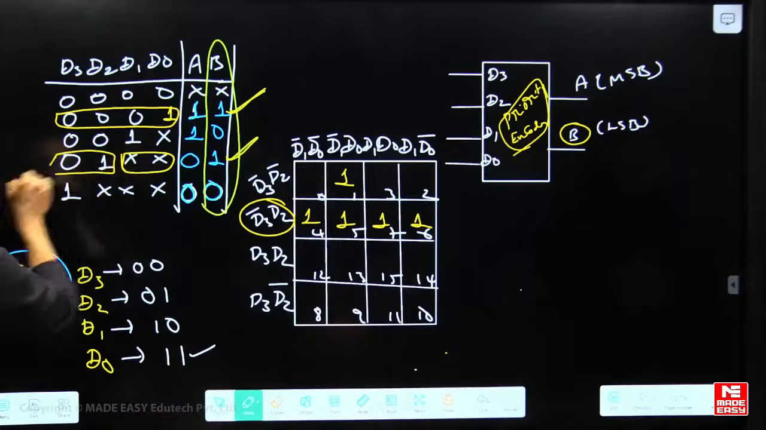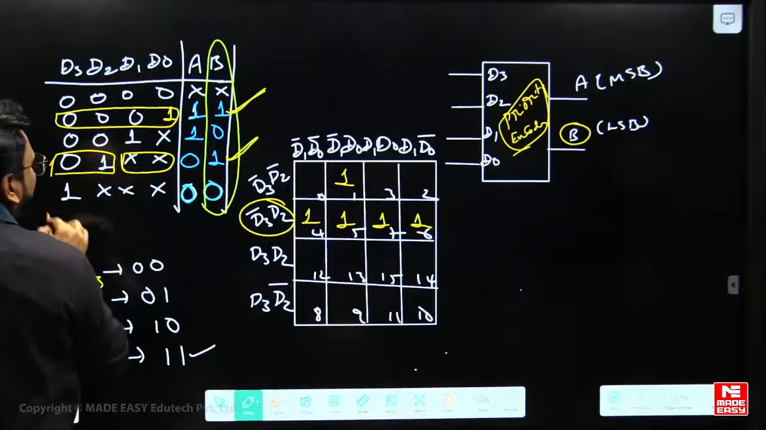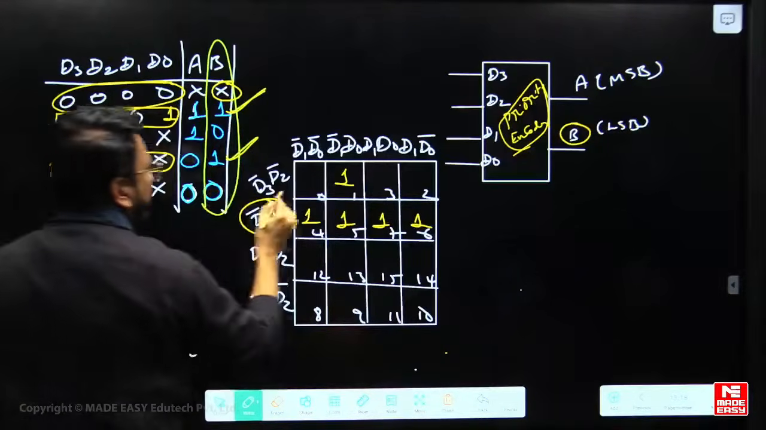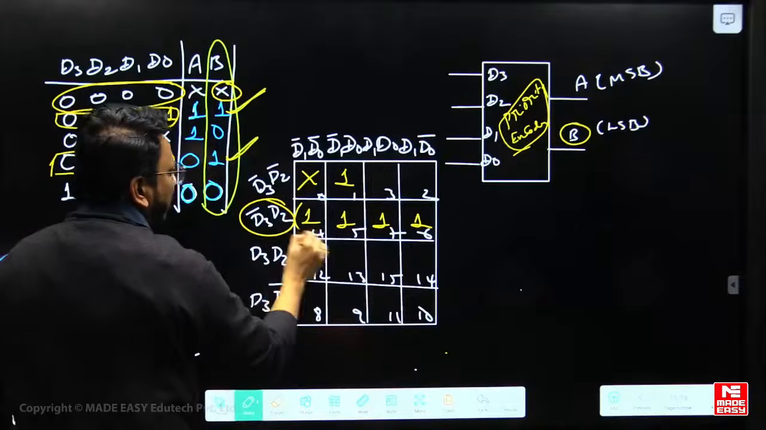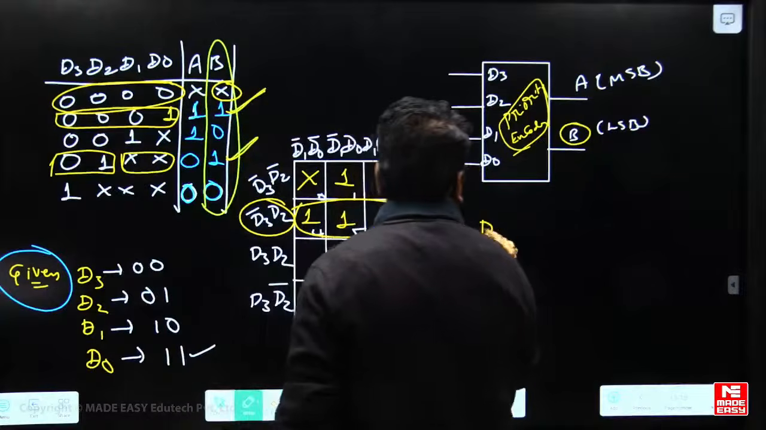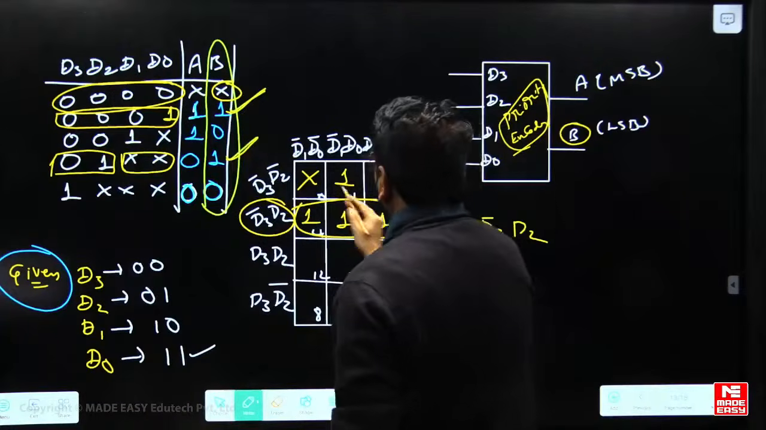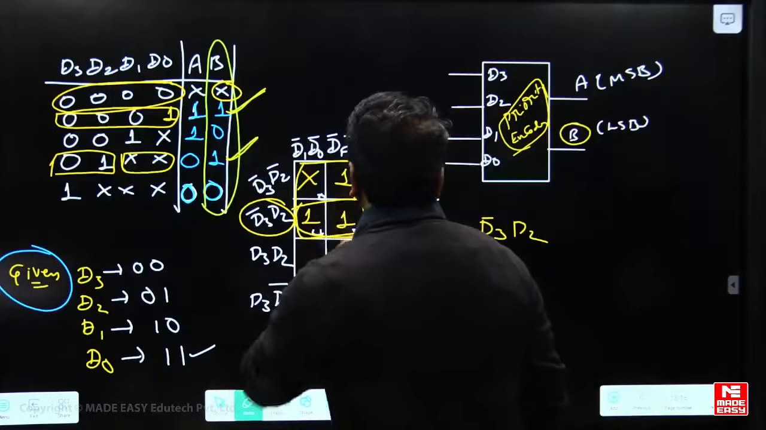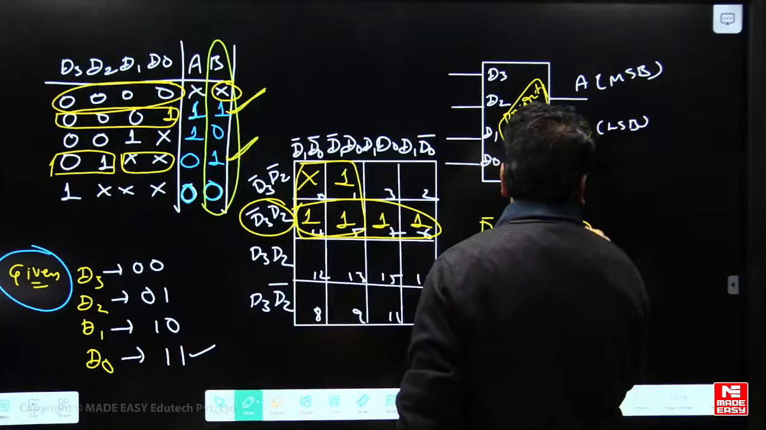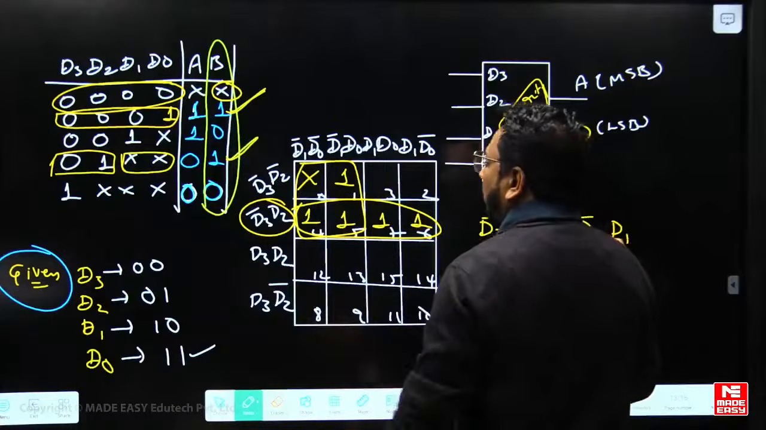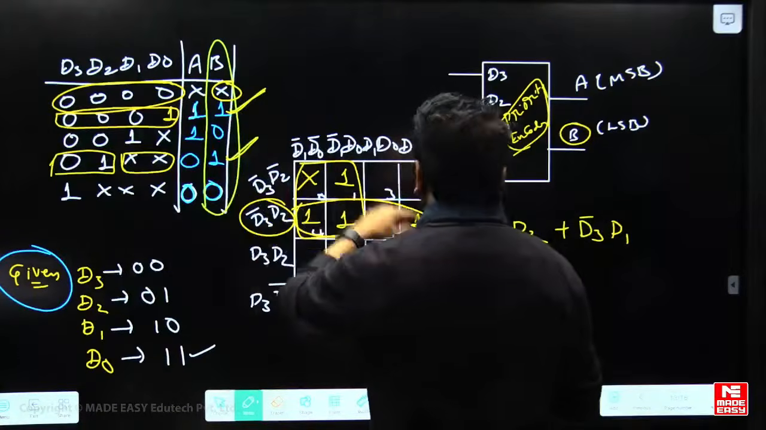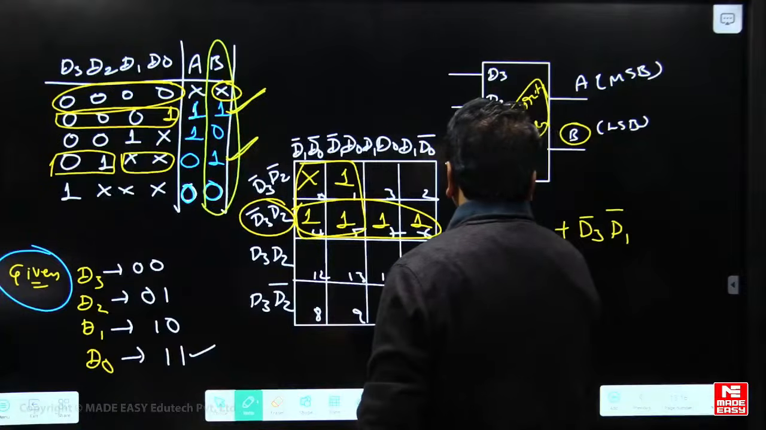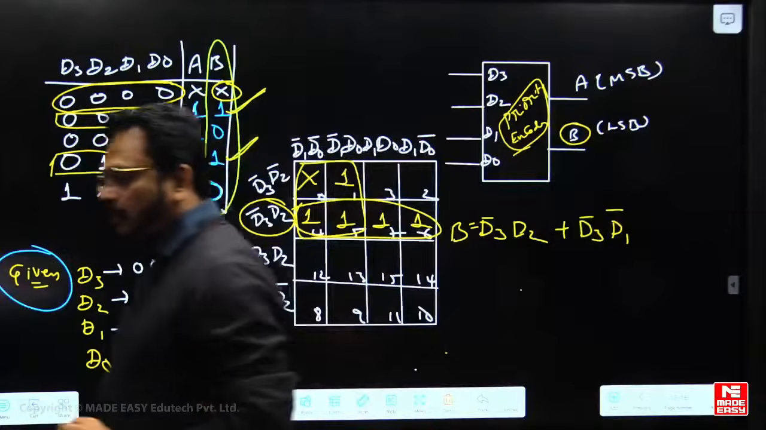Under D3 bar, D2. And for the next one, what were we having? This don't care is there when all are zeros. That means this is the way. So now this is going to be D3 bar, D2, and this is going to be D3 bar, D1 bar. So this is the expression for B, we got it. Check that expression.